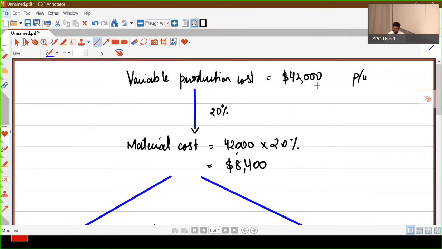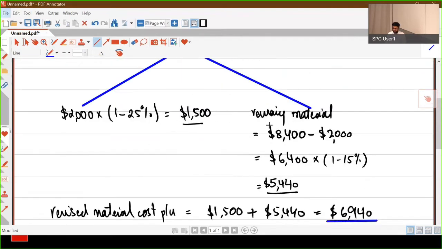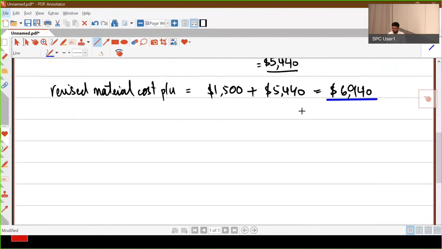You can see that first of all, from the given production cost, we got the material share. Then we divided the material into two categories, because here the discount part is 25%, here the discount part is 15%. We just adjusted those percentages. In the end, we added to get the revised material cost, which is 6940.